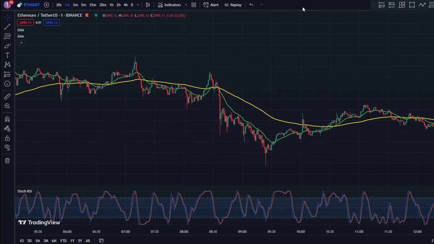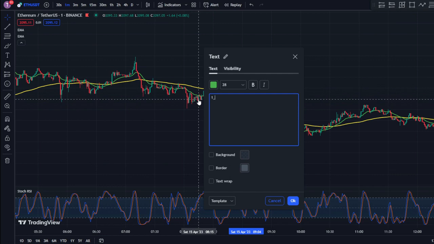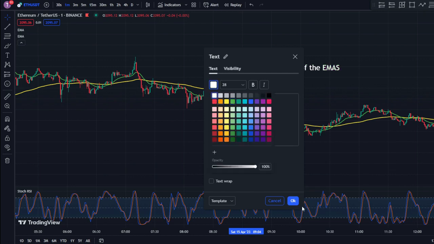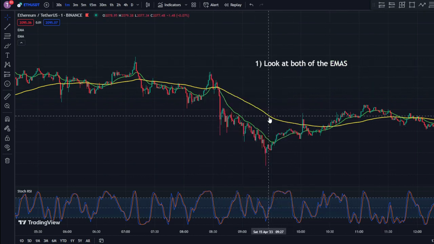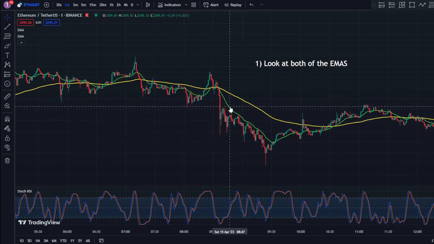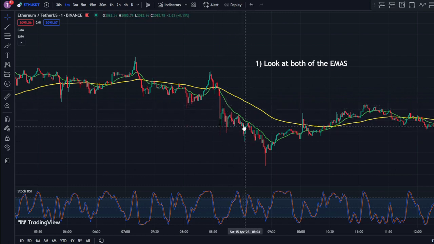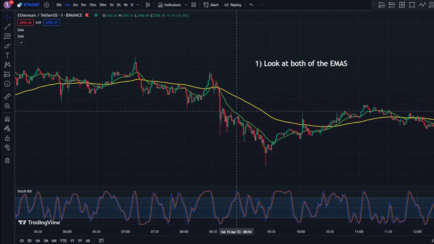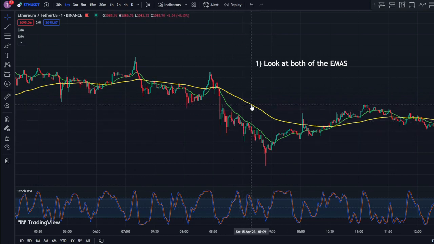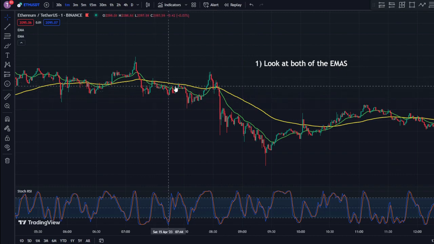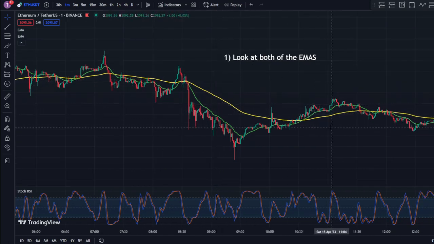This is very simple. We'll be looking at two steps. The first step is to look at both of the EMAs. You can see here we have the yellow EMA, which is the 100 EMA, versus the green EMA, which is the 20 EMA. You can see that the green EMA follows the price closer and basically hugs the price, whereas the yellow EMA is slower and doesn't stay as close to the price.